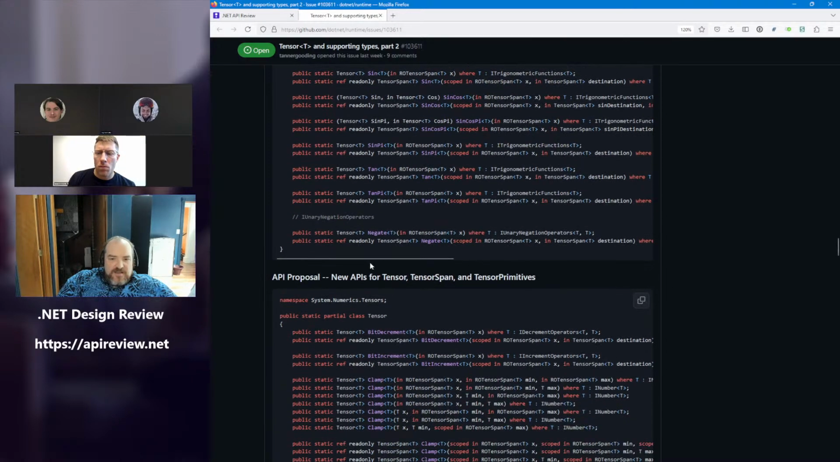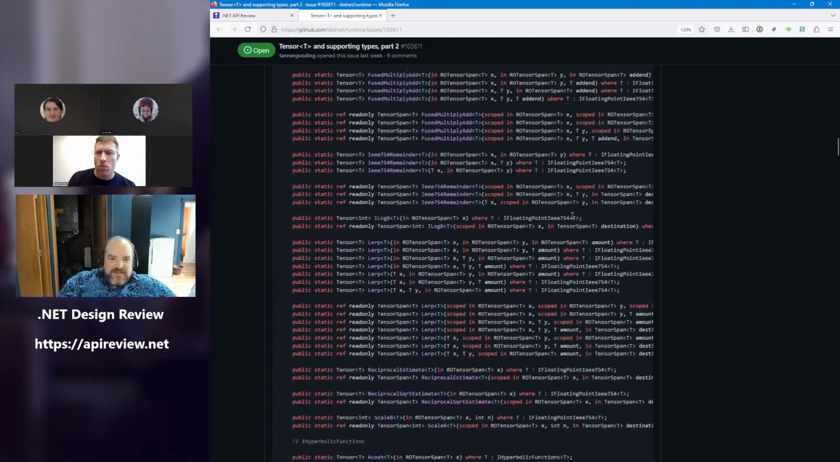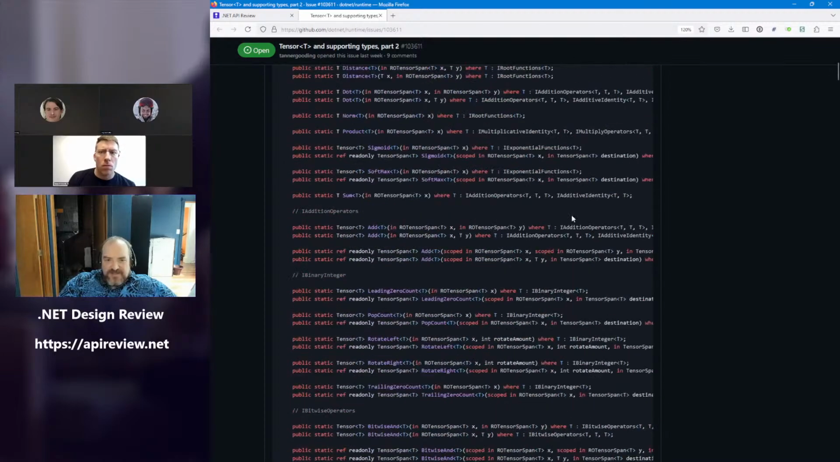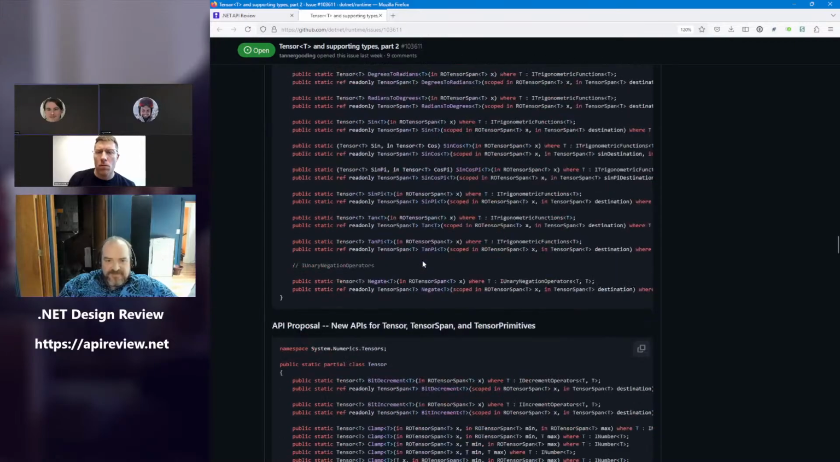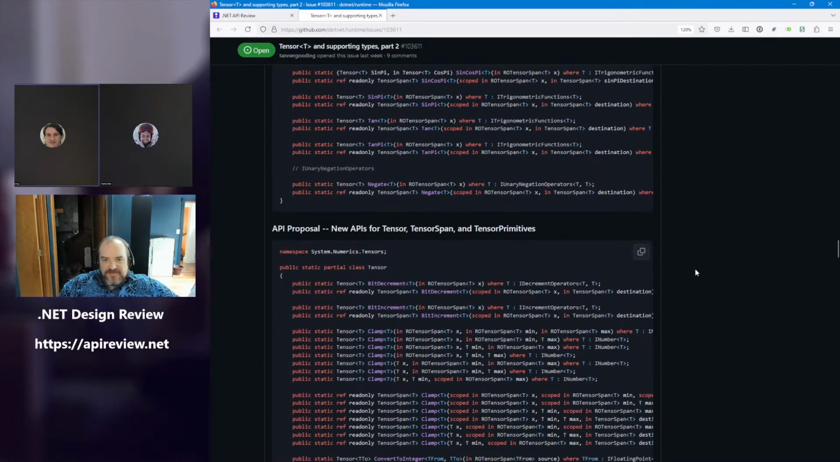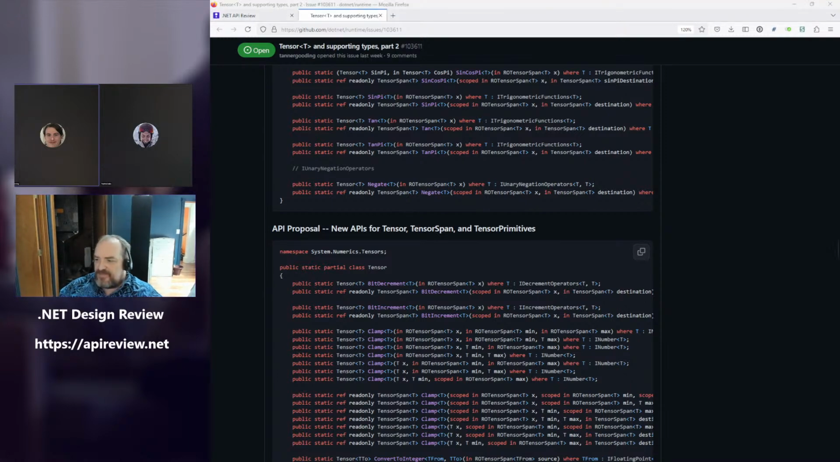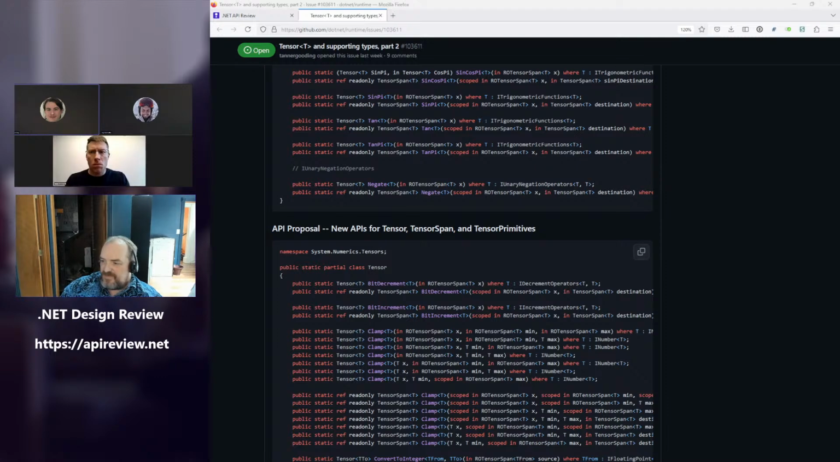Yeah. And then negate. So that's all the APIs for mirroring tensor primitives that we've already. Yep. All right. Where was the copy button up here? Copy. And the annotations for in and scoped should be all correct there, with scoped being applied when we return a span and we know that it won't capture that one in particular. So the inputs are scoped, the destination is unscoped. And then the compiler knows how to handle that when the input and the destination are the same already.